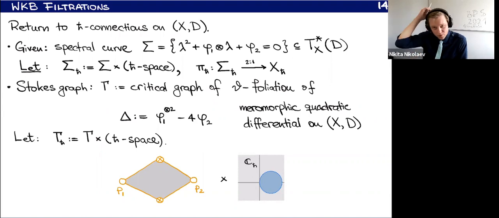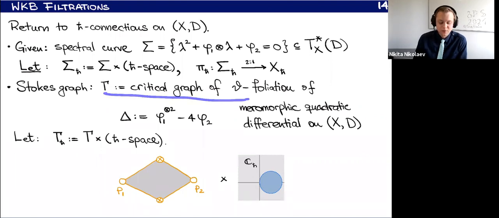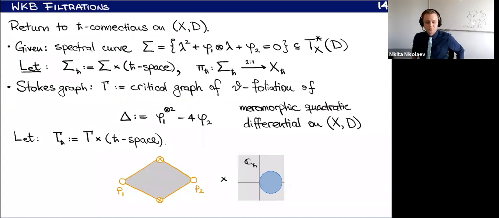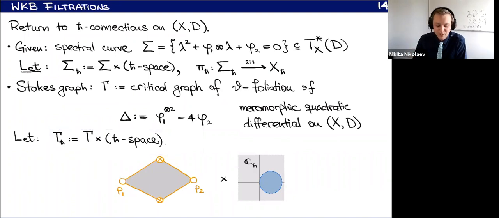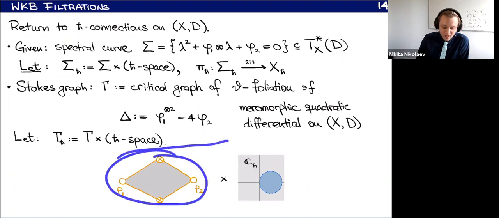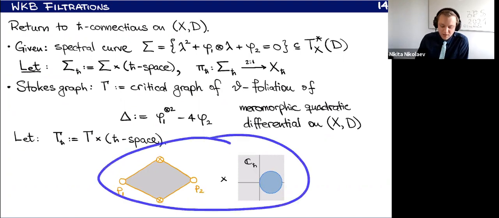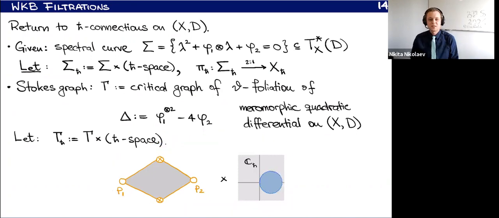As we have already seen in a few talks, there's a theta-horizontal foliation, which has a critical locus, and that gives you a graph, the critical graph of this foliation, and that's my Stokes graph. And again, I need to extend it in the H-bar space, and I just do it in the stupid way by crossing it with the H-bar space. So now, instead of just having diamonds, I have diamonds cross whatever my H-bar space is.